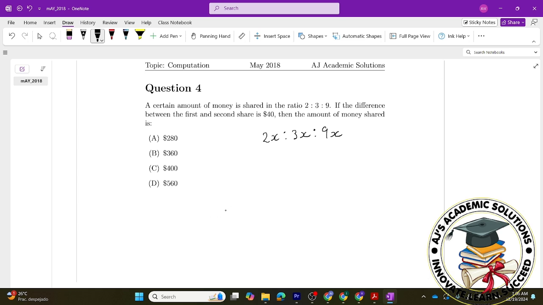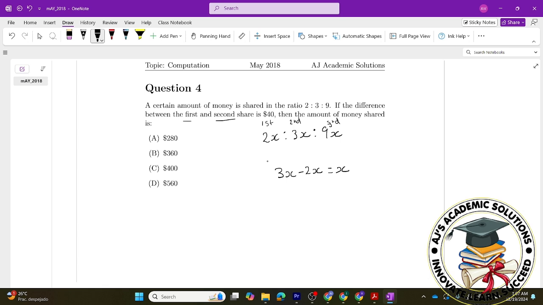So we're told the difference between the first and second share. So again, the difference between the first and second share is 40. So the first share, second share. This is the third share. Well, just putting that there. So what we'd have is 3x take 2x. And this is going to be equal to just x because 3x take 2x is just x. So we can actually now state that x is equal to 40.